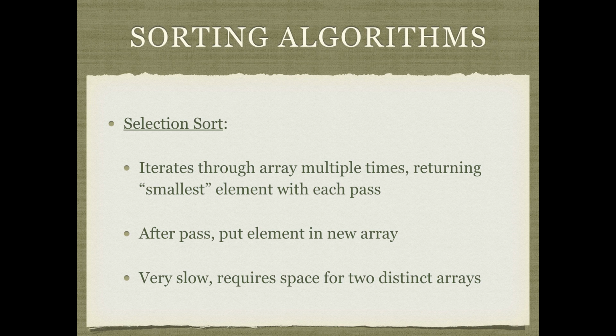This can be very slow. It requires space for two copies of the array, the sorted and the unsorted copy. But it can be very quick and efficient because it's relatively intuitive. So if you had a stack of index cards, for example, and they had Spanish vocab words on them and you wanted to sort them, this is generally how you would do it.